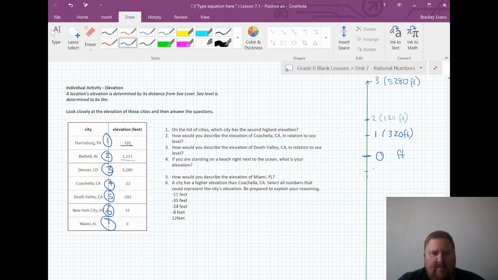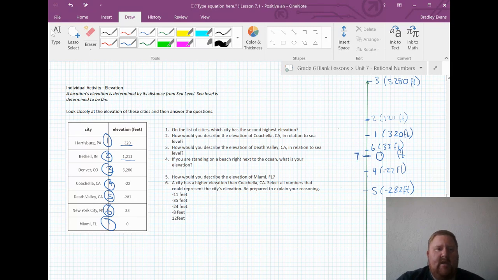Now, it doesn't have to be perfect, team, but it does need to be relevant to everything else. Number 5, Death Valley is at negative 282. I'm going to put him about there. Negative 282 feet. And New York City is at 33 feet. So I'm going to put him quite close to 0 here. 33 feet. Again, it doesn't have to be perfect, but it does need to be related. And Miami, Florida is at 0 feet. So that's going to go right there.